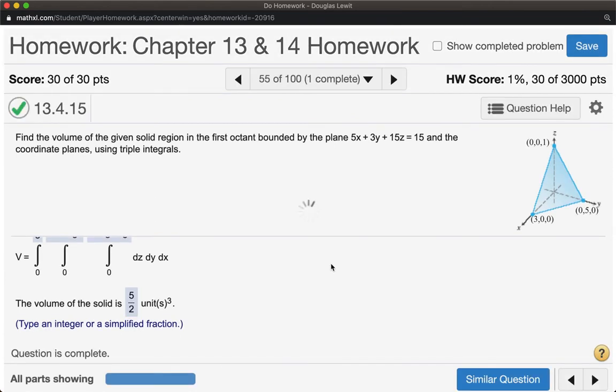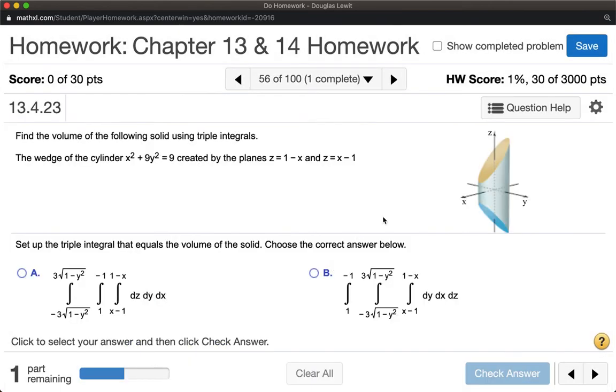Let's do the next question, number 56. Now this question is kind of a multiple guess question, and I'm going to really use that multiple guess approach, process of elimination. Okay, so find the volume of the following solid using triple integrals. The wedge of the cylinder x squared plus 9y squared is equal to 9, created by the planes z is equal to 1 minus x, and z is equal to x minus 1.